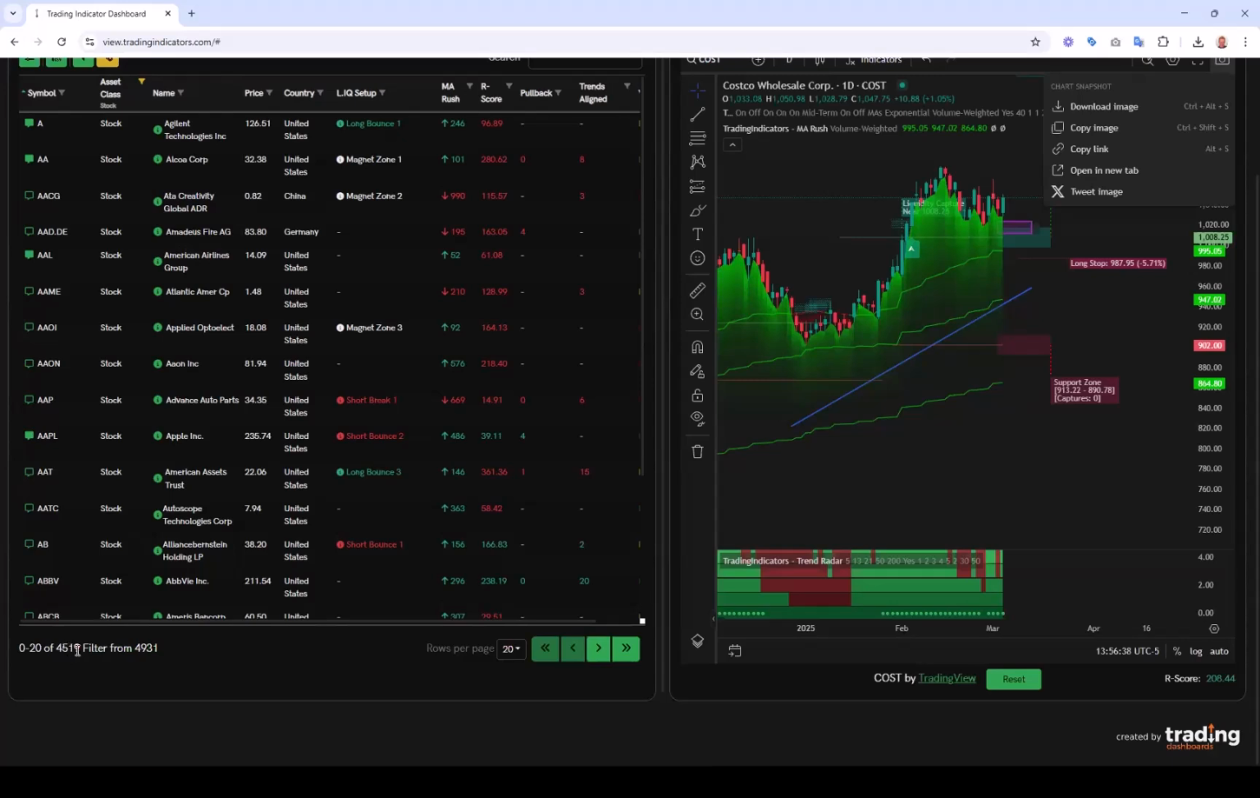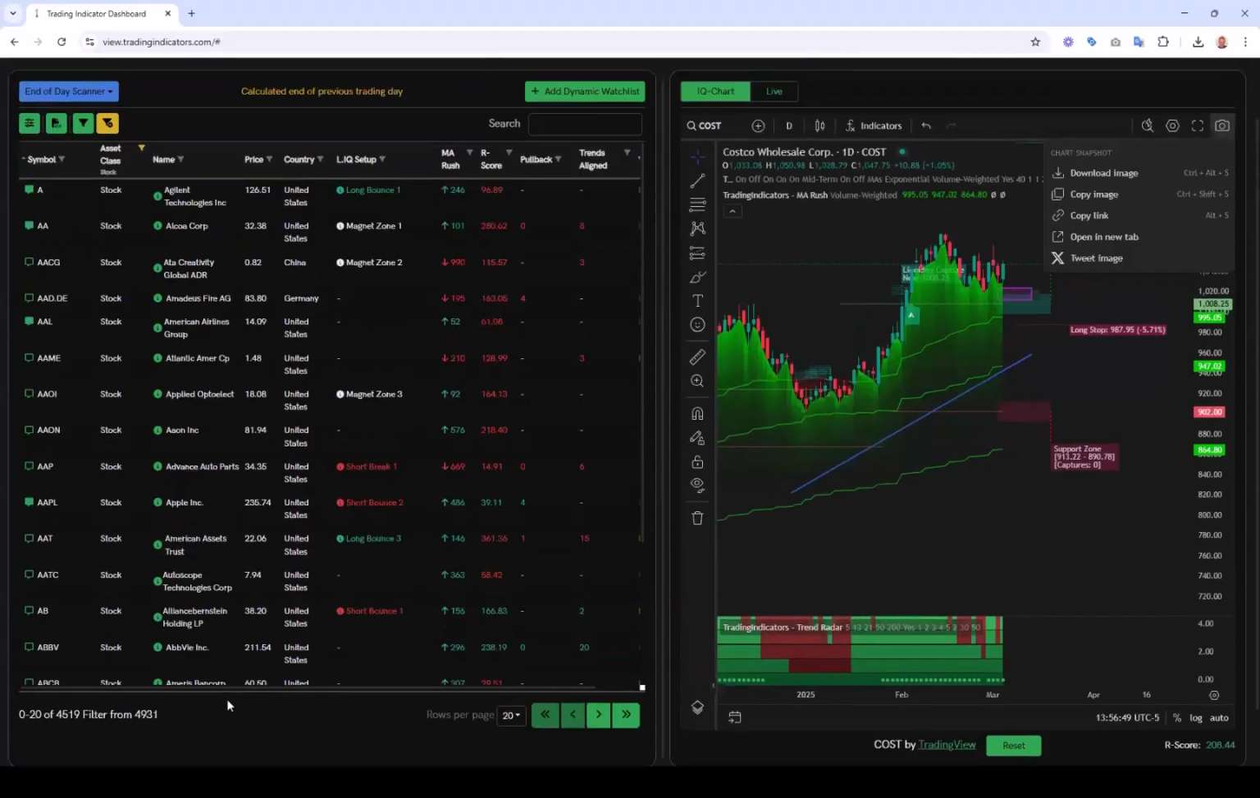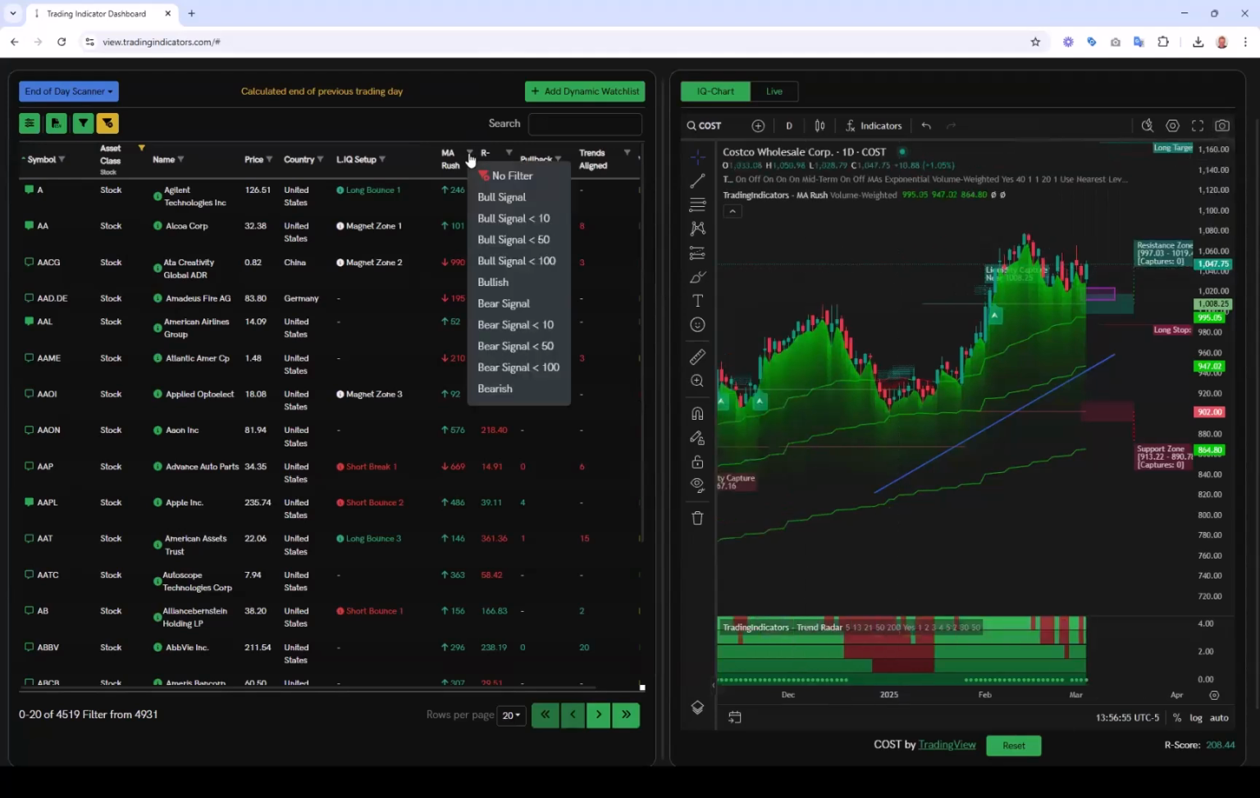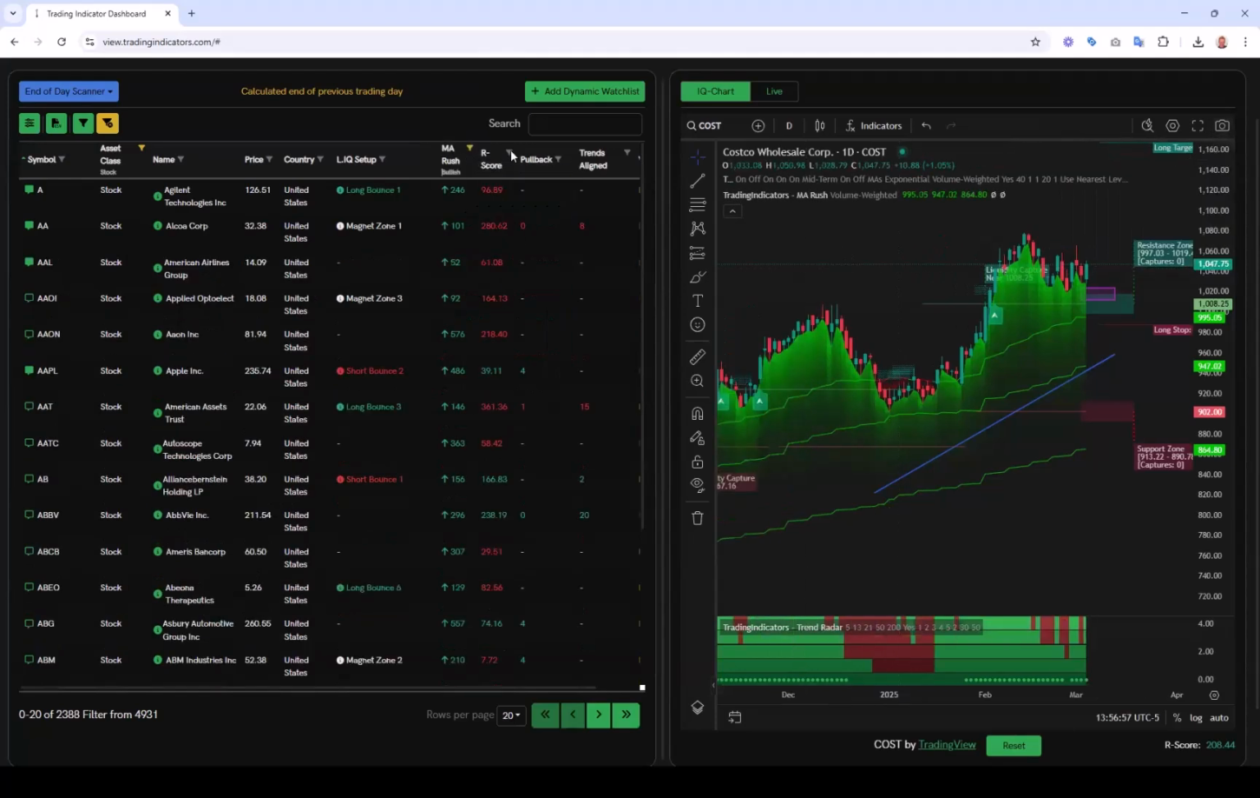So 4,519 symbols out of 4,931. Done. All right. There was also, hey, I want to see bullish stocks. So let's use our MA Rush indicator for this. So a macro trend indicator, and only search for bullish stocks. All right. I click bullish. Now we're down to 2,388 stocks of all these.